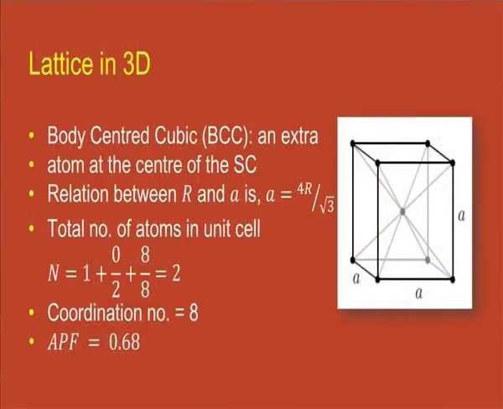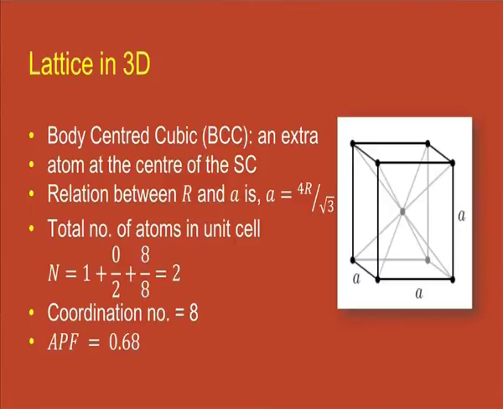Now, the next 3-dimensional lattice structure which can be represented by a unit cell is called body centered cubic. It is the same as the simple cubic structure, except there is an atom inside the unit cell which is lying at the center of the simple cubic.